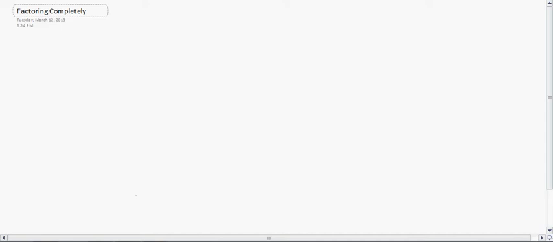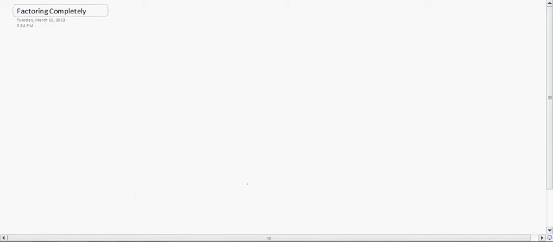Let's take a look at factoring completely problems. Factoring completely problems often involve multiple uses of the same factoring technique. So you find the difference of perfect squares a bunch of times over and over again, or some combination of factoring techniques like greatest common factor and using products or sums, or greatest common factor and regrouping.